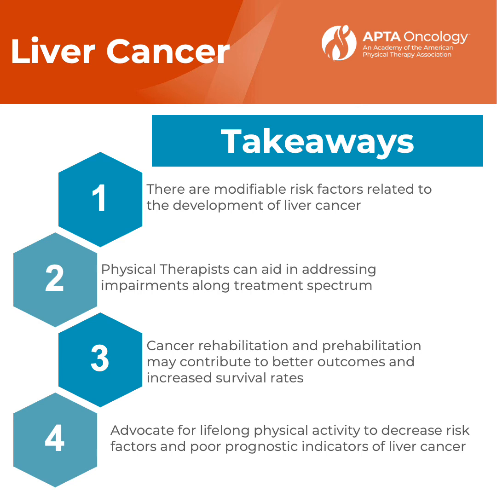Now that we've talked about the physical therapist's role in treating liver cancer, let's talk about the four main takeaways from this presentation. One, there are modifiable risk factors related to the development of liver cancer. Two, physical therapists can aid in addressing impairments along the entire treatment spectrum. Three, cancer rehabilitation and prehabilitation may contribute to better outcomes and increased survival rates. Four, we should advocate for lifelong physical activity to decrease risk factors and also poor prognostic indicators of liver cancer.